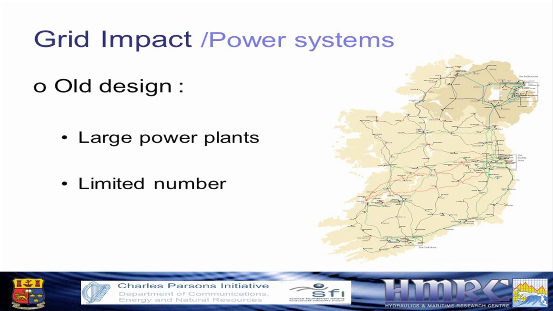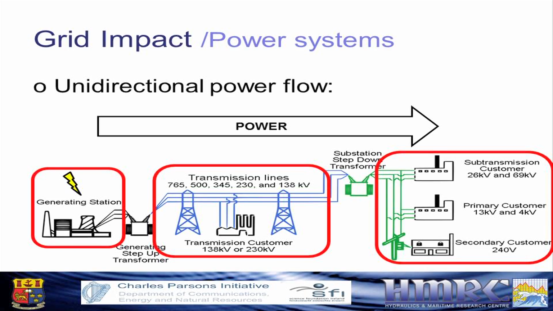So in the old design of the old days, we had large power plants, and they were in a very limited number. You may see the red dot here. That's the power station in Ireland. So they're very few. As a result of this design, we had power generated in a power station, and this power was transmitted to the customer via lines, and always in the same direction. So you go from power station to the customer. That's the old design.